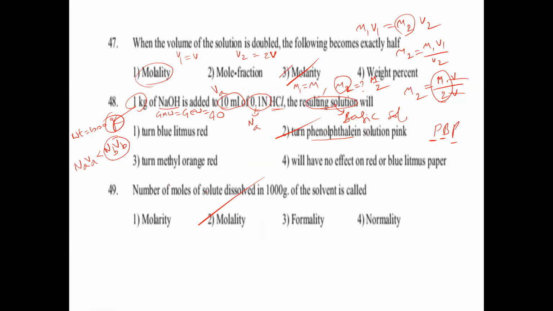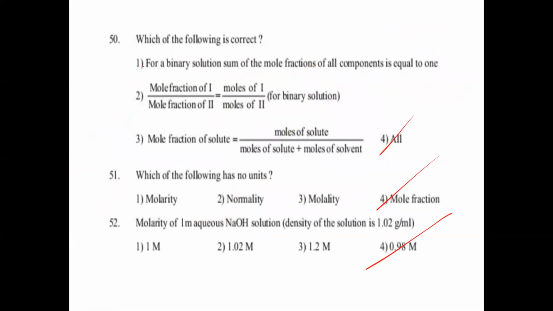Next, the number of moles of solute dissolved in 1000 grams of the solvent is called what? 1000 grams of solvent is nothing but 1 kilogram. So the number of moles of solute dissolved in 1 kg solvent is called molality. That is the molality definition. Next one.